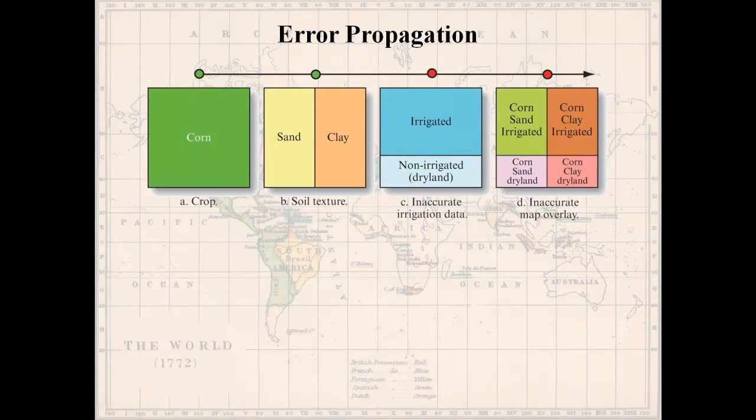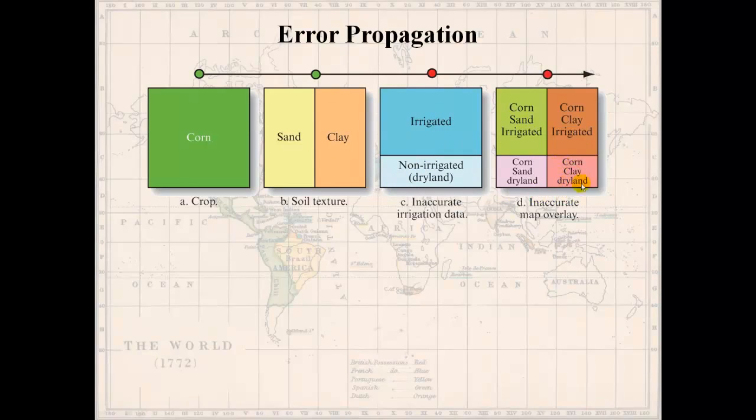Error propagation. This is the garbage in, garbage out thing. So assume we have a data set that says what kind of crop we have, corn. We have another data set that says what type of soil we're growing that corn on. We got some sand and we got some clay. We have a third one that shows where our irrigation system is. So we've got 3 data sets, and really we want to know where we're growing corn in the sand in an irrigated area. So when we overlay all that data, which I'll talk about in a couple of weeks, you get this output which says this piece here is corn in the sand and it's irrigated.